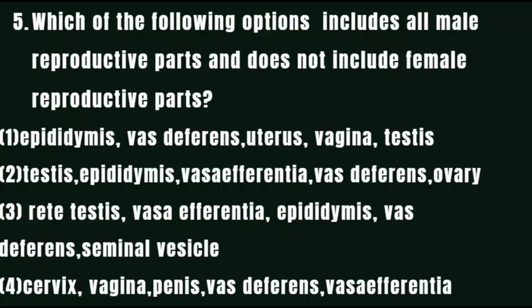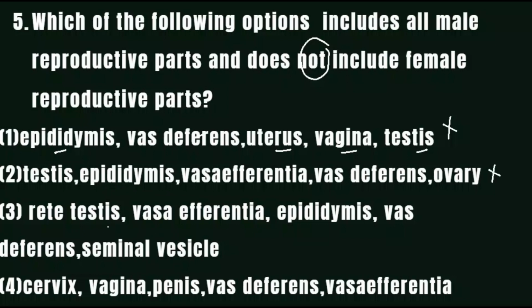Which of the following options includes all male reproductive parts and does not include female reproductive parts? Option 1, epididymis, vas deferens, uterus, vagina and testis. So this is not the correct answer because it is having a female reproductive part, uterus. Option 2, testis, epididymis, vasa efferentia, vas deferens, ovary. This is also not correct.